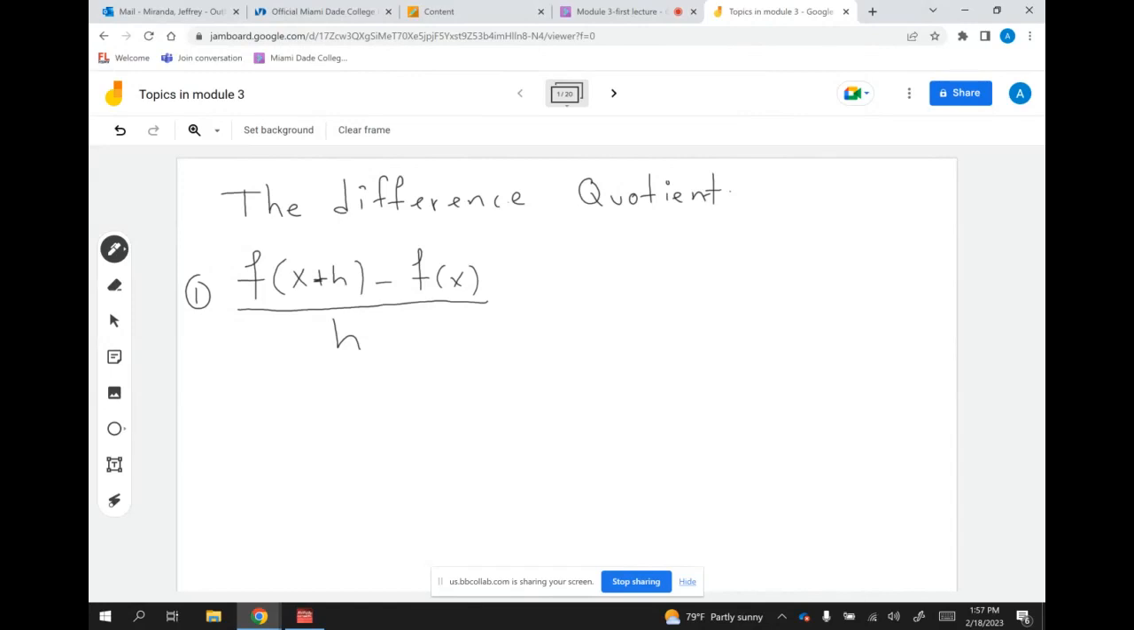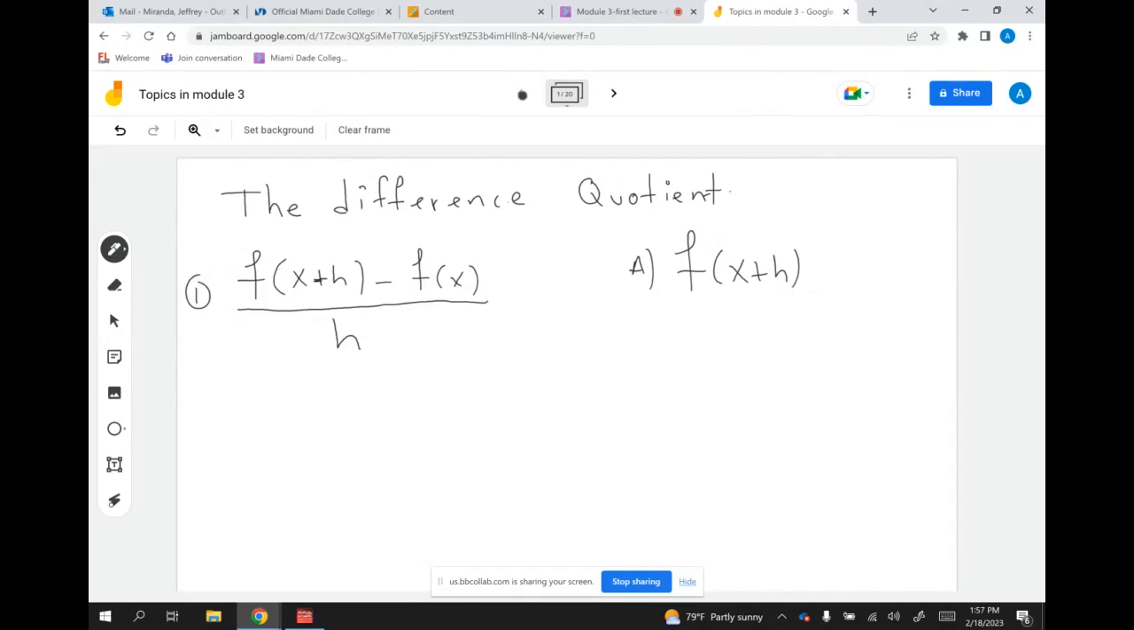Just like when you were required to remember the slope formula. The slope formula and this particular formula, the difference quotient formula, are very related. They're like cousins in the same family. So the first thing is notice that the first part of this formula has this.